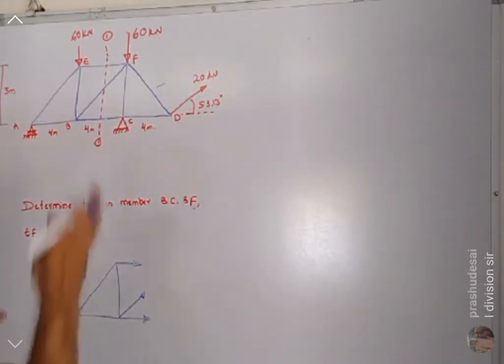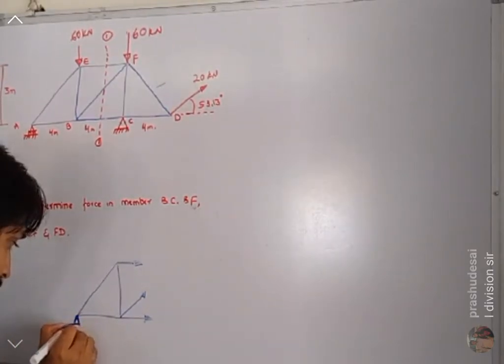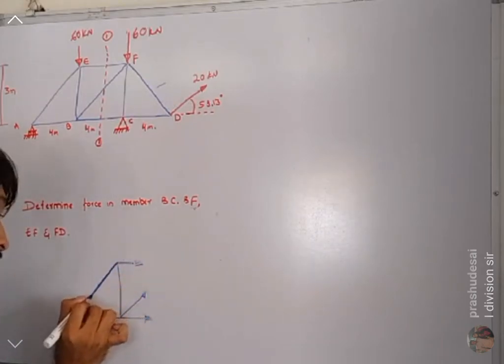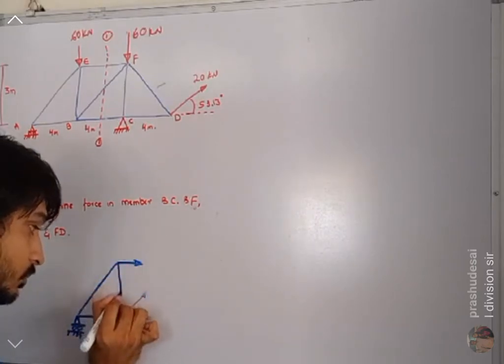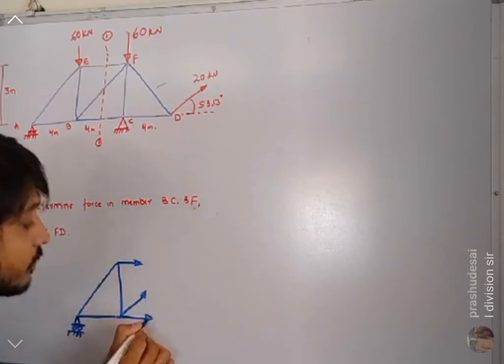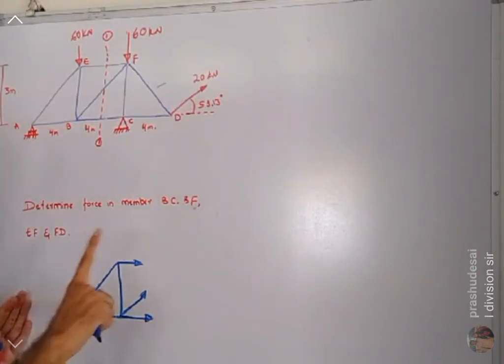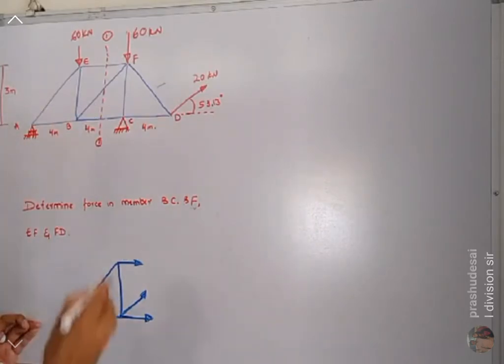So this is the free body diagram on the LHS of the section, right? So here we have a roller. If I draw the free body diagram on the LHS of this, what we get is something like this. And before that, we have to find out the support reactions. So let me find out the support reactions.